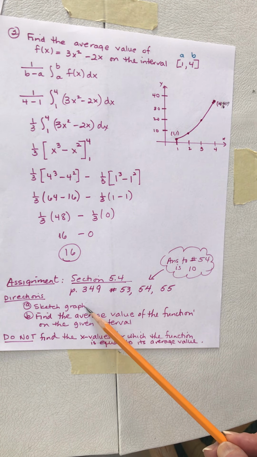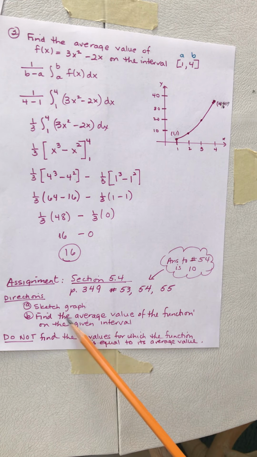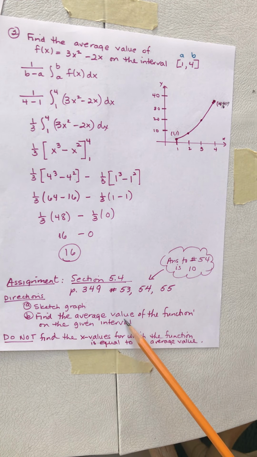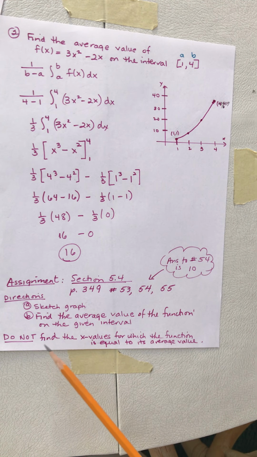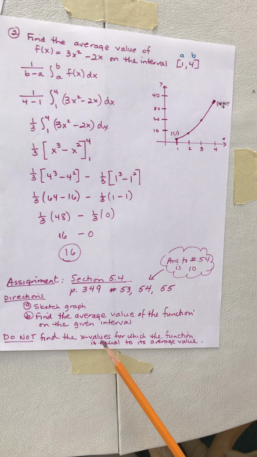So please sketch the graph and then find the average value of the function on the given interval, just like we did here. They also ask you to do one other thing, but I'm not asking you to do that. So you do not have to find the x values for which the function is equal to its average value. You don't have to do that last part in their directions.